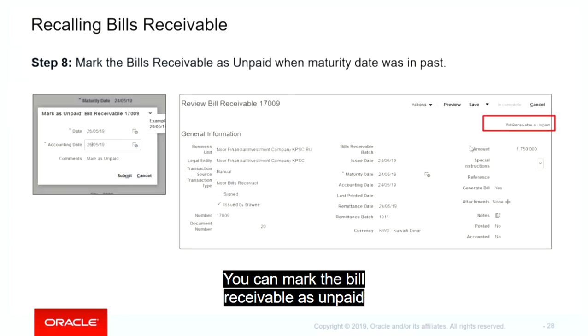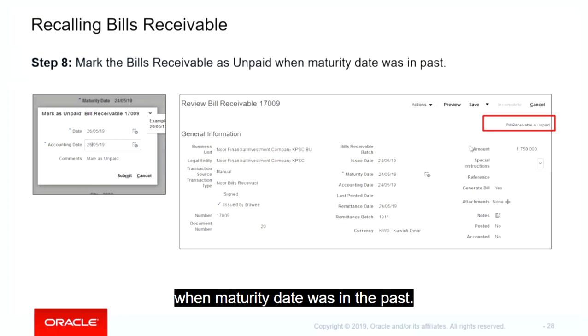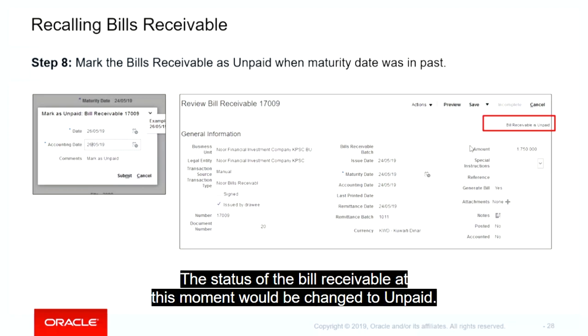You can mark the bills receivable as unpaid when maturity date was in past. The status of the bills receivable at this moment would be changed to unpaid.